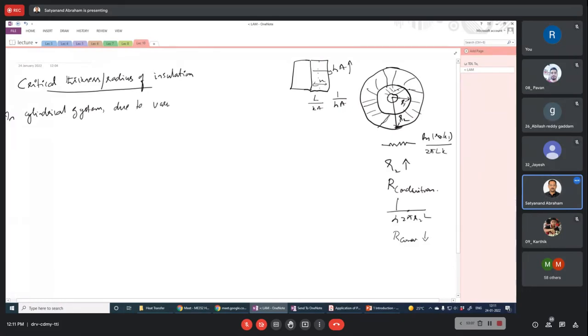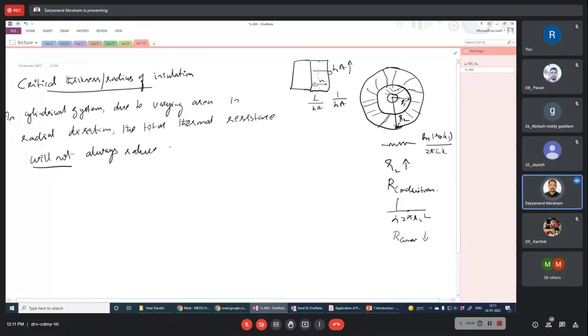Due to varying area in the radial direction, the total thermal resistance will not always reduce with increase in insulation.